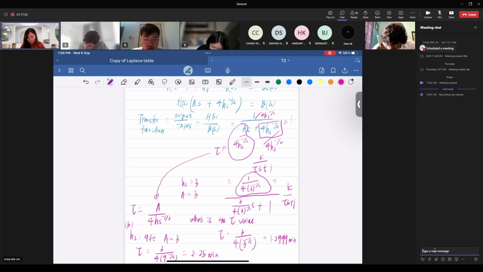Okay, so if I ask you to discuss the answer: when you increase the steady state value, the tau will be bigger. It is because you actually need longer time to achieve steady state. Instead of a steady state value of 3 feet, now it is 9 feet. So common sense, the process will take longer to reach 9 feet instead of 3 feet. So tau for the second case is bigger, 2.25 instead of 1.2999 minute, because the steady state value is increased, making the process take longer to achieve steady state. Smaller tau means the process is faster to achieve steady state; bigger tau means the process takes longer to achieve steady state. So this is question 2.